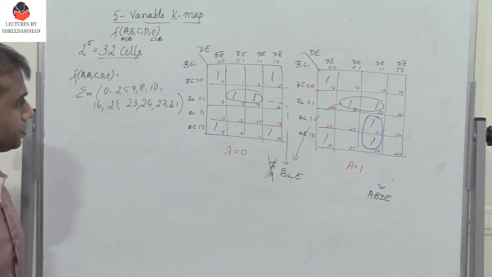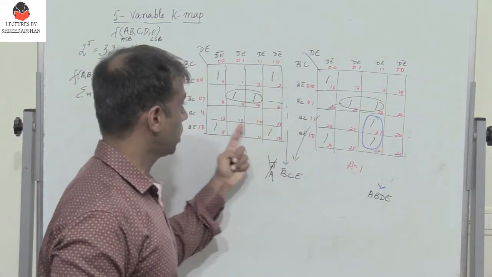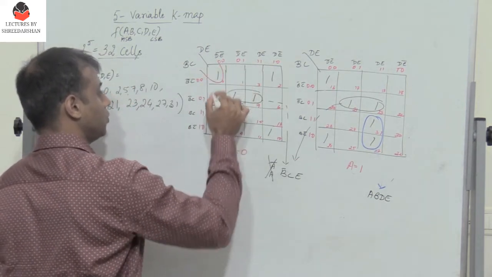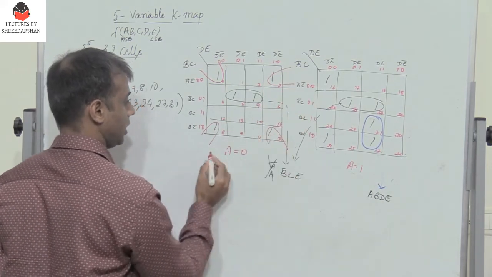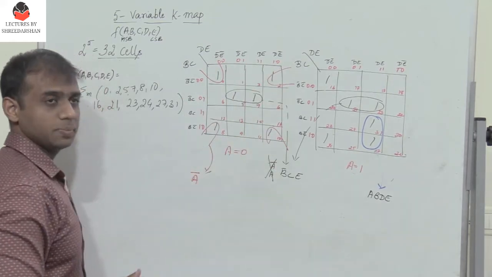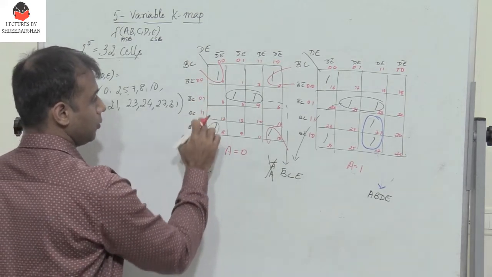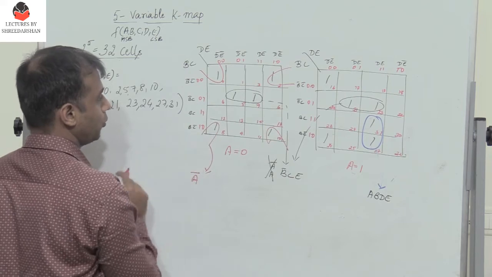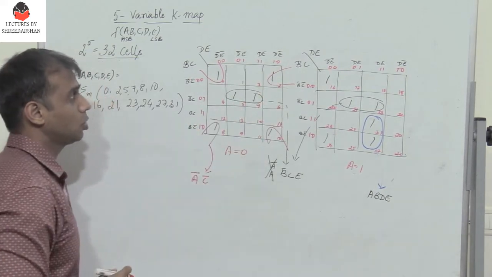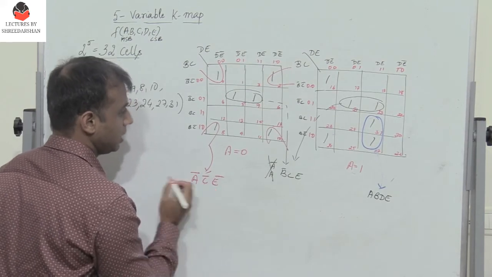Next I have these 4 ones which can be combined, and they are not overlapping here. I don't have 4 ones here, right? So I can combine these 4 ones. So when I combine these 4, what do I get? I get A bar, because these 4 ones are very specific to this 4 variable K-map. So I have A equal to 0, which corresponds to A bar. Now for these 2 rows, that is row 1 and row 4, B is complementary, so I get C bar. And for the first and the fourth column, D is complementary, so I get E bar. So I have A bar, C bar, E bar.